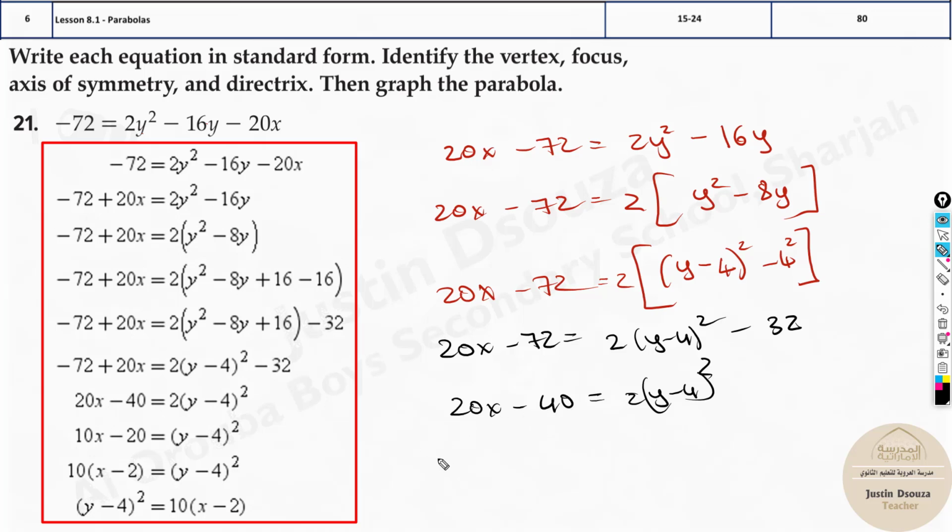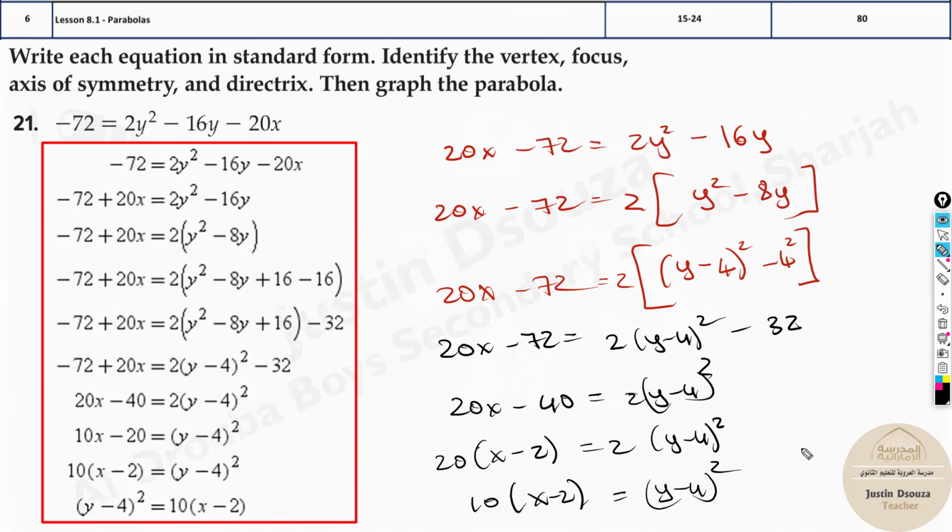Now here what you can do is take 20 common out. It will be 20 times x minus 2 is equal to 2 times y minus 4 the whole square. Now divide both sides by 2. It will be 10 into x minus 2 is equal to y minus 4 the whole square. You can see this is one method. See, that's the same answer, right and left.